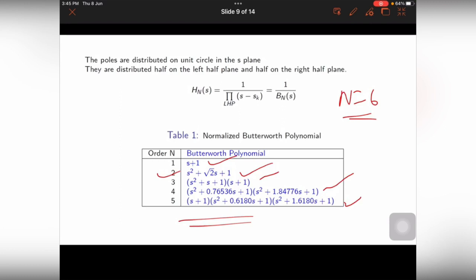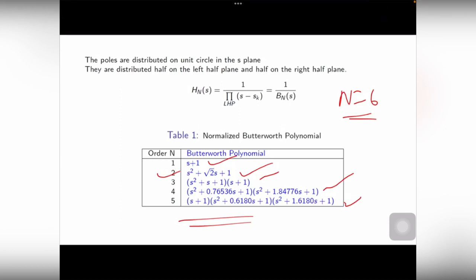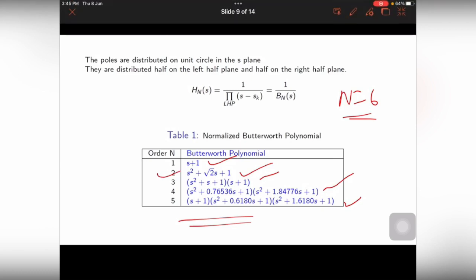Once you substitute and find out Hn of s, we can perform the analog to analog transformation and find the actual transfer function of the Butterworth filter.